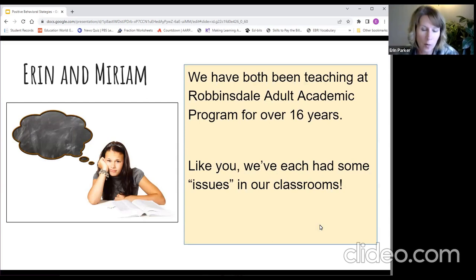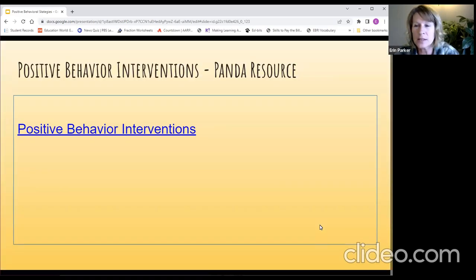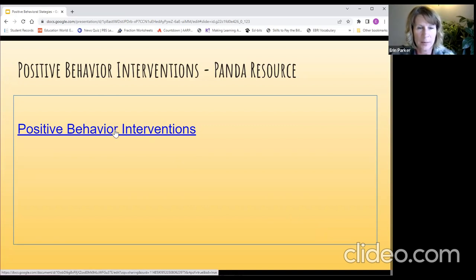So what we're hoping to do is give you some resources from Panda that are proven through research, but we're also going to mainly focus on the ones that we've tried and had experience with, so that we can share that with you, because we know that the practical application is very important.